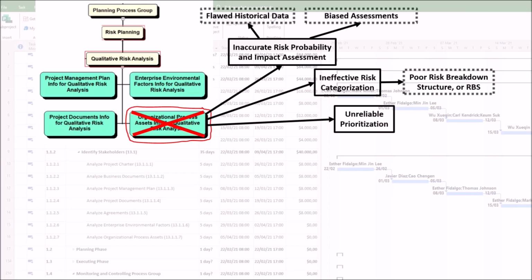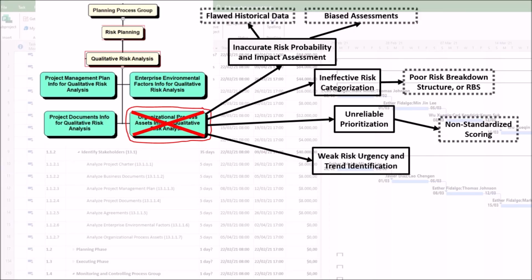3. Unreliable prioritization, or poor risk scores and ranking. Non-standardized scoring. Organizational process assets provide predefined probability and impact matrices scales. If these are not properly analyzed and tailored to the project context, the team may use inappropriate scales, for example, a scale for construction projects applied to a software project. This results in meaningless risk scores and distorted risk rankings, directing attention to the wrong risks.